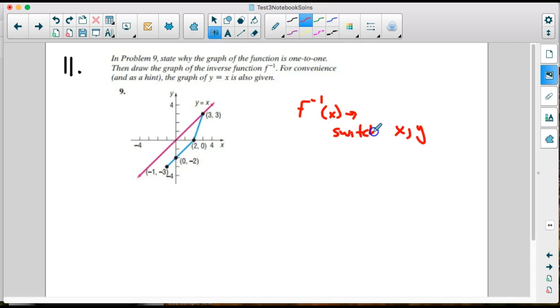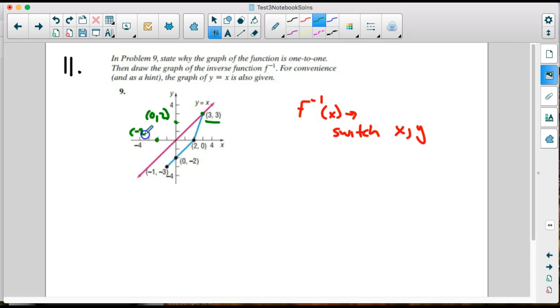So on this graph, if we're doing the inverse, this one point, when we switch the x and the y, stays the same. This point becomes 0, 2. So 0, 2 would change to this point, 0, 2. This point would become negative 2, 0. So negative 2, 0 goes here.